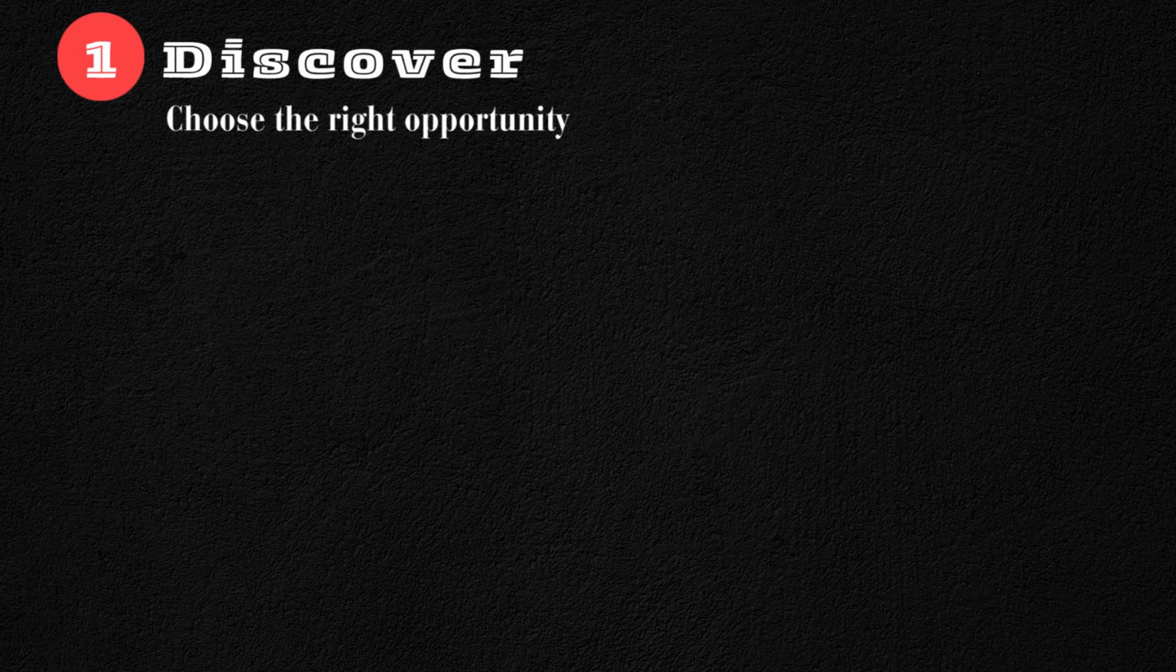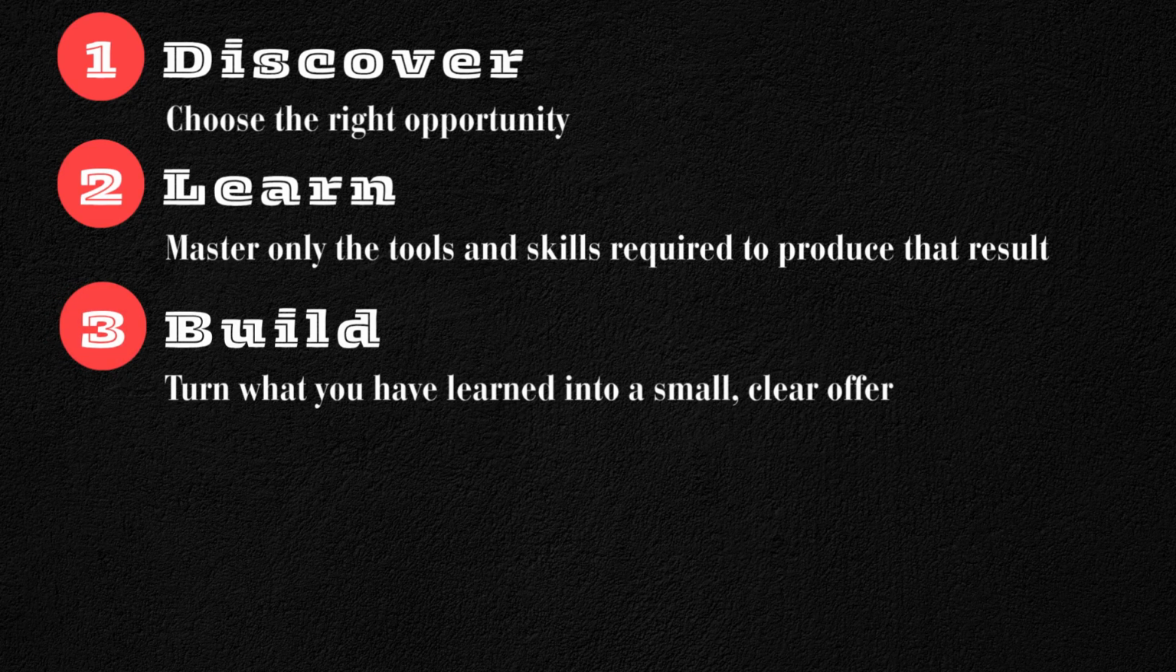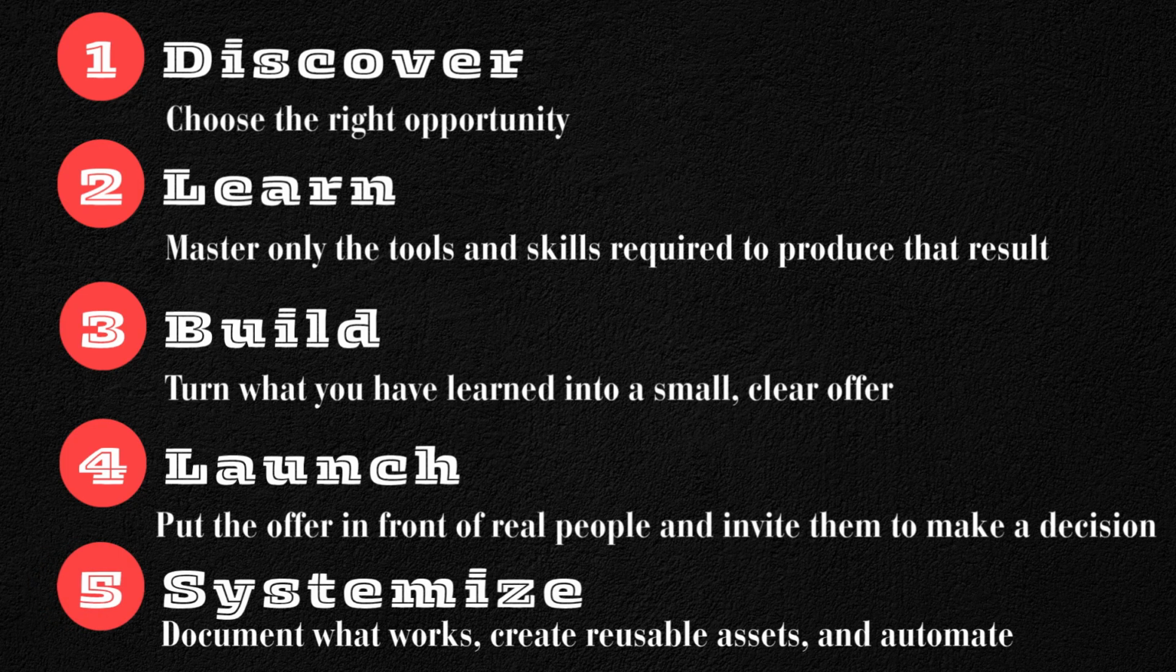Step 1. Discover. Choose one specific audience, one meaningful problem, and one result you can help create. Step 2. Learn. Master only the tools and the skills required to create that result. Step 3. Build. Turn what you have learned into a small, clear offer. Step 4. Launch. Put the offer in front of real people and invite them to make a decision. Step 5. Systemize. Document what works, create reusable assets, and automate only the stable parts.